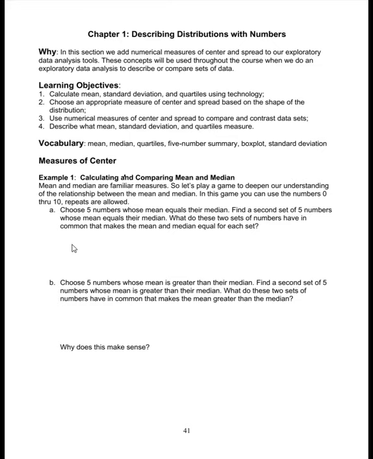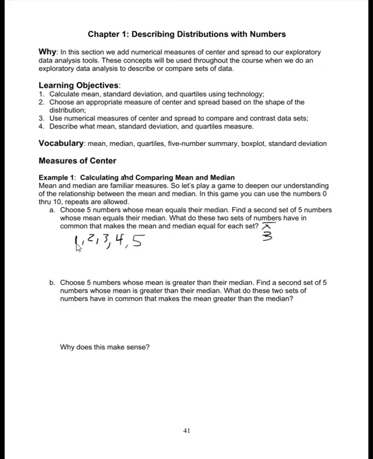What do you think? Come up with 5 numbers. Do it in your head. All right, what did you come up with? Okay, so I came up with 1, 2, 3, 4, and 5. What is the mean of this data set? 1 plus 2 is 3, is 6, is 10, plus 5 is 15. 15 divided by 5 is 3.